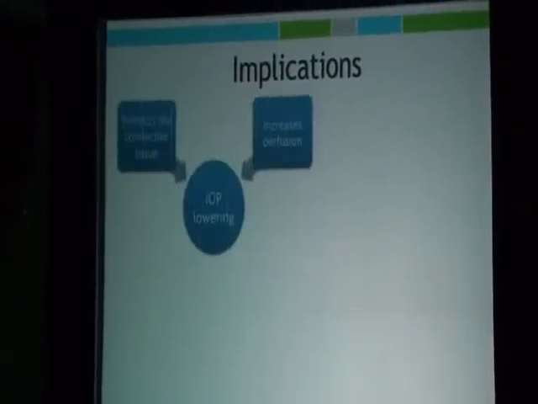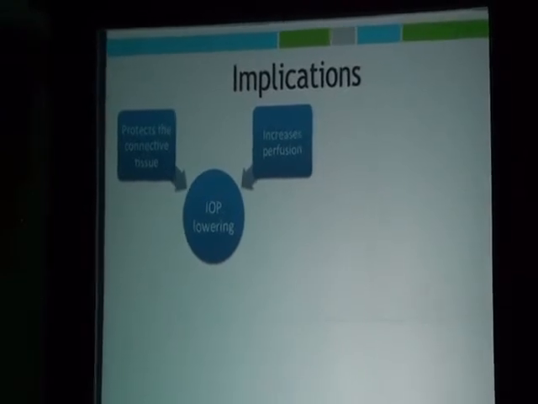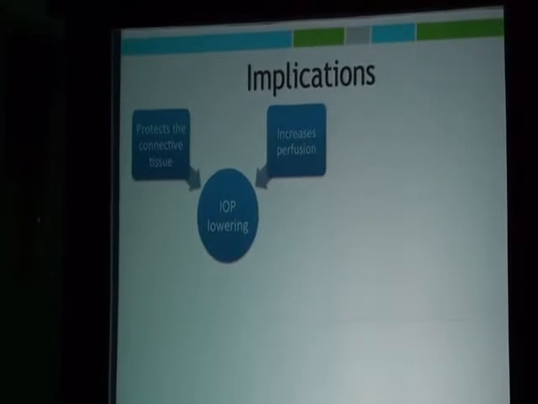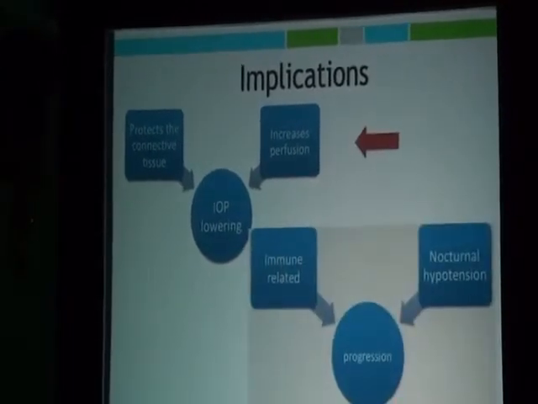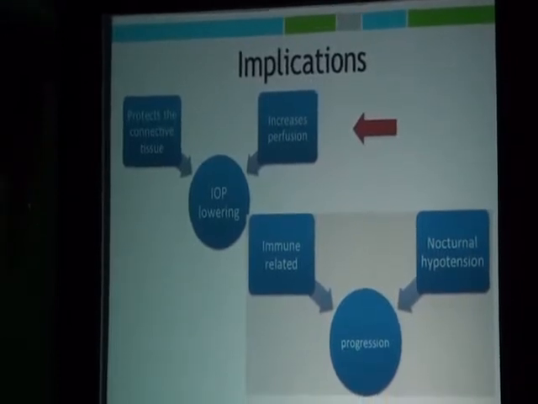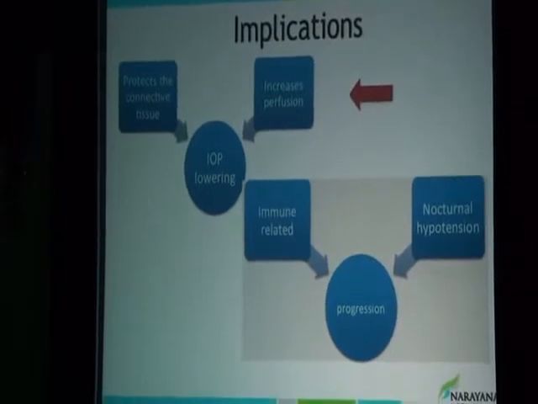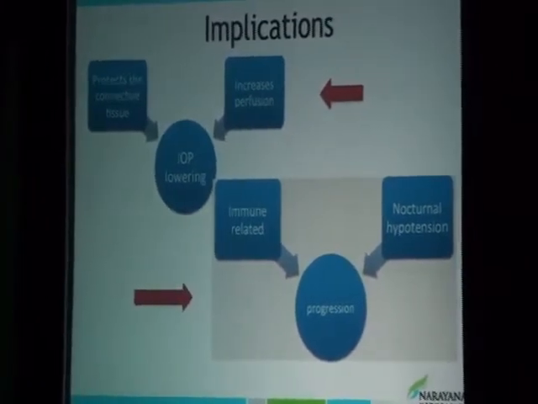Now, another implication is that we also know that intraocular pressure lowering protects the connective tissue and maybe increases the perfusion. There have been other studies that have shown this. If there is still progression, most probably there are extraneous factors like nocturnal hypotension or immune-mediated mechanisms that are causing further damage to the tissue.